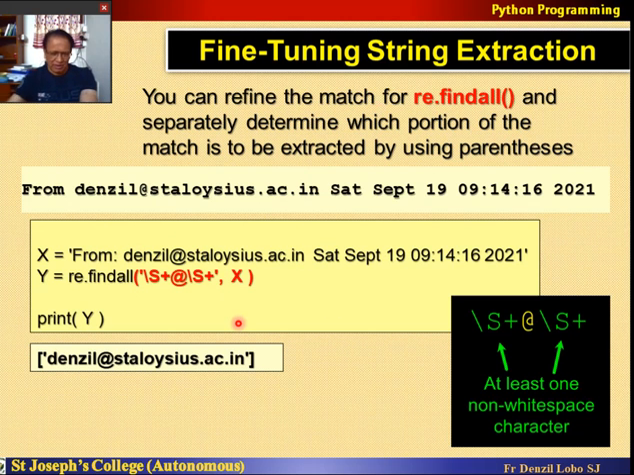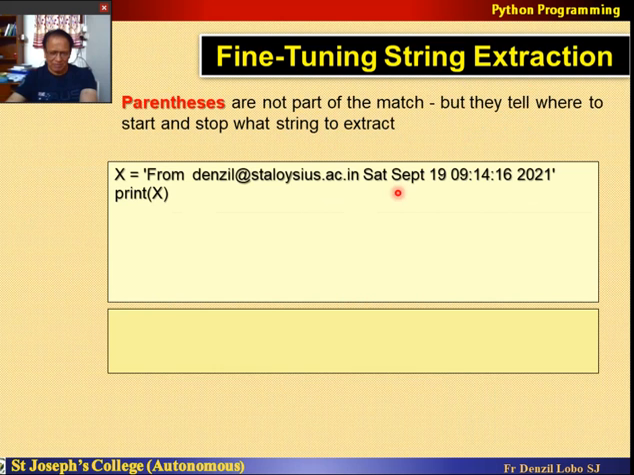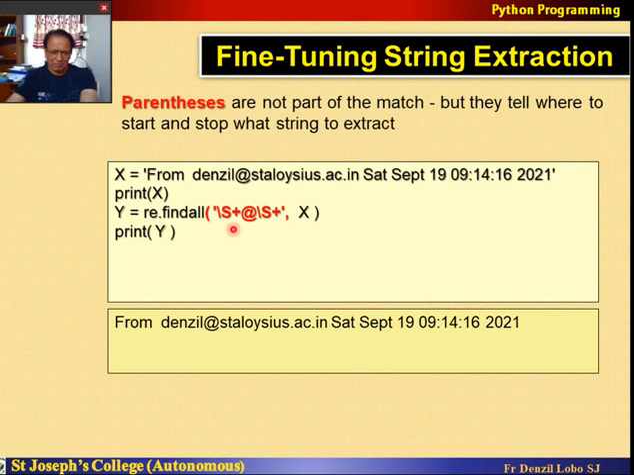We are going to do a little more fine-tuning using the brackets now. So let us see fine-tuning string extraction. I use parentheses. For example here, same expression, same text, and print text, it is going to print the whole text. And this time, like earlier, findall, non-space character before, non-white space character afterwards. Naturally, it is going to print only the email address at stlashes.ac.in.